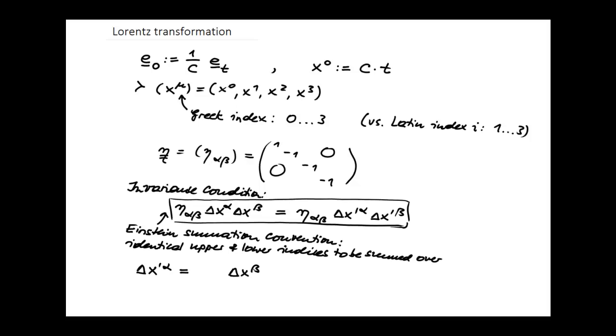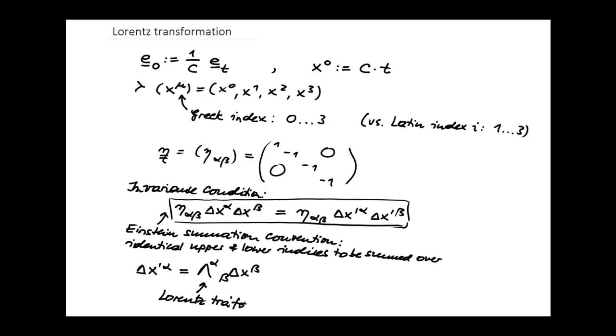And the transformation is effected by a matrix, capital lambda, with indices alpha and beta. And again, I use the summation convention. There's a lower beta and an upper beta, and this means that we have to sum over beta. So this in here, that's the Lorentz transformation.